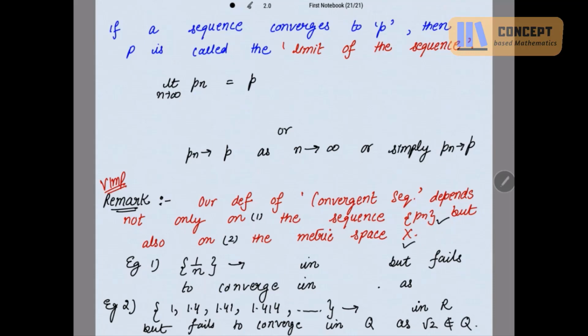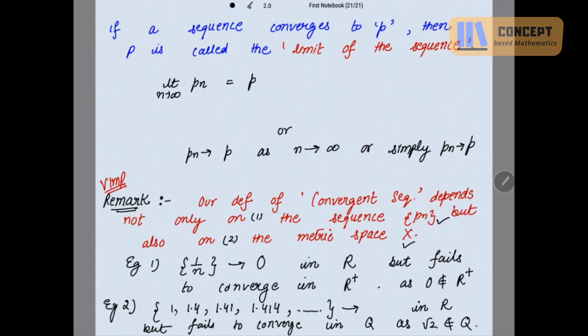Why? Suppose you have the sequence 1 by n. Now as n tends to infinity, this sequence converges to 0. In what metric space? In R, the set of real numbers. But it fails to converge in R positive. Why? As 0 does not belong to the set of positive real numbers. So this sequence converges in R only.